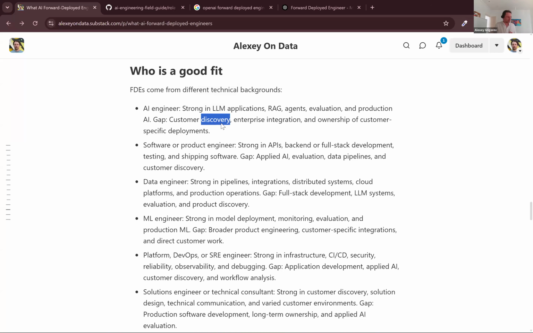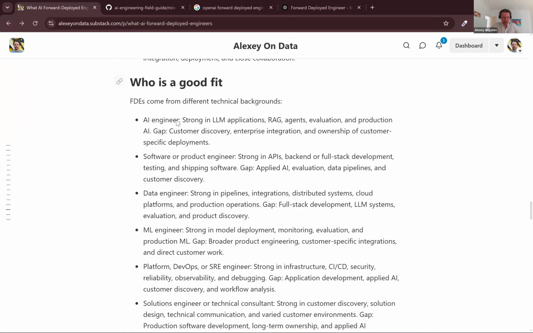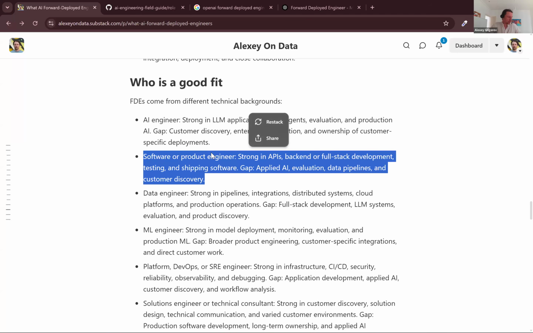So you need to realize, okay, I really like what I do as an AI engineer, but I still like what I was doing as a data analyst. So I still want to have this kind of exposure to business. So then the FDE role would be nice for you. Right. So then who is a good fit? As we discussed, AI engineers are the best fit, at least when it comes to AI FDEs. Then software or product engineers are already a good fit.